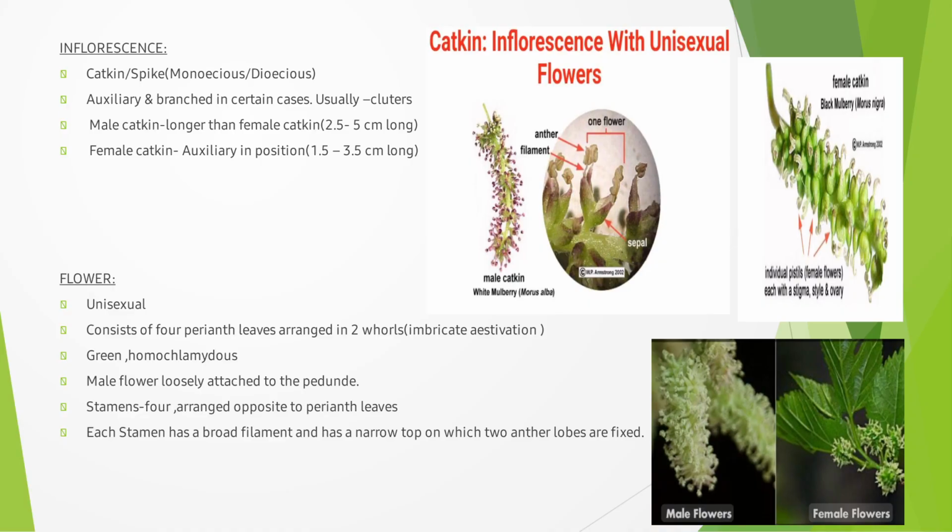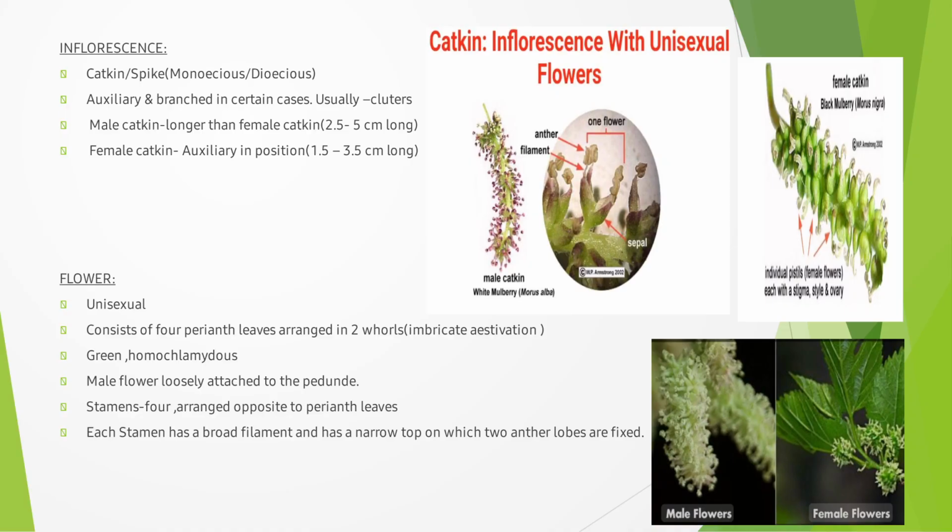Next is the flower. I have already said the inflorescence will be having only the unisexual flowers, and this consists of 4 perianth leaves. Perianth is nothing but the non-reproductive part, which is the accessory sterile part of the flower, consisting of the floral leaves surrounding the androecium and the gynoecium. Next, this perianth leaf is arranged in 2 folds with imbricate estivation.